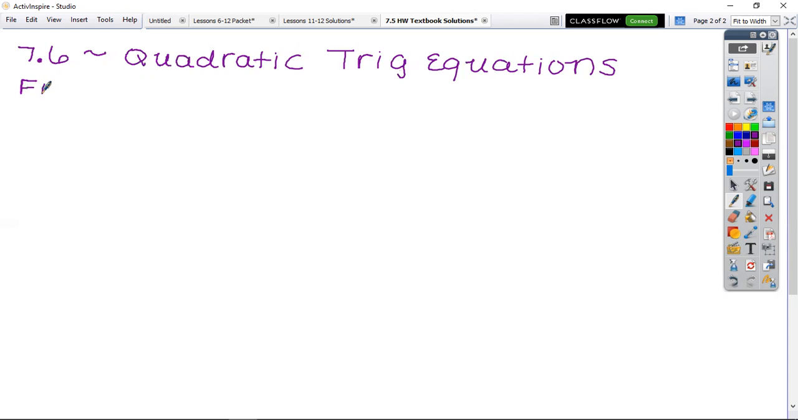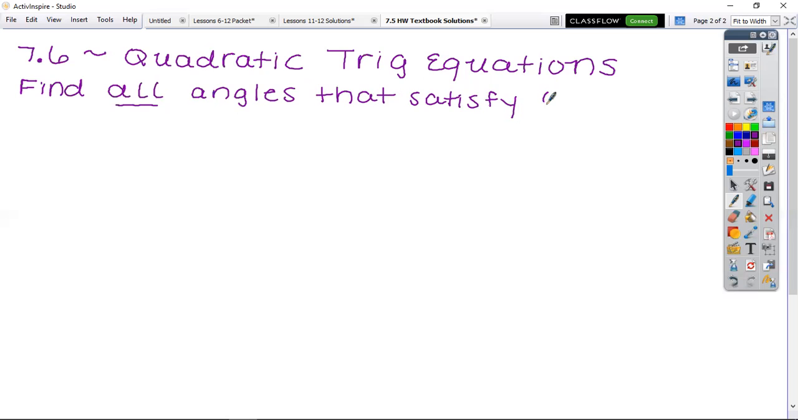So all of these questions are going to be find all angles that satisfy. And again, any of your 4 quadrants. So 0 all the way up to 360, but not past that. And these first couple, we're going to go nearest 10th again, okay? So these are not going to be anything you know exact value for. Nearest 10th. All right, so number 1, we're going to go with a tangent function.